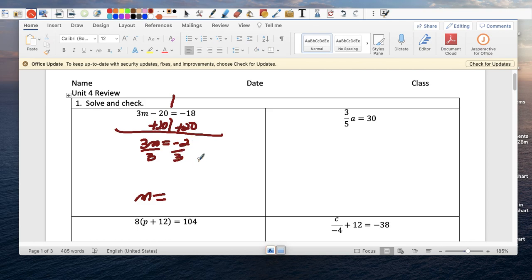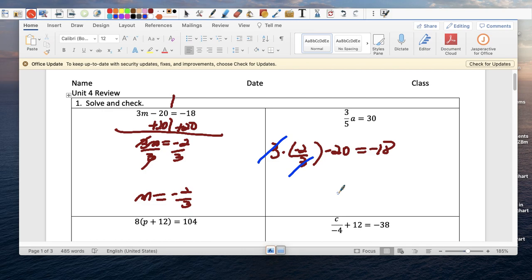It says solve and check. And then x equals negative 2/3. So if we do our check, we get 3 times negative 2/3 minus 20 equals negative 18. Let's see if that's true. Well, this 3 and this 3 simplify to 1.